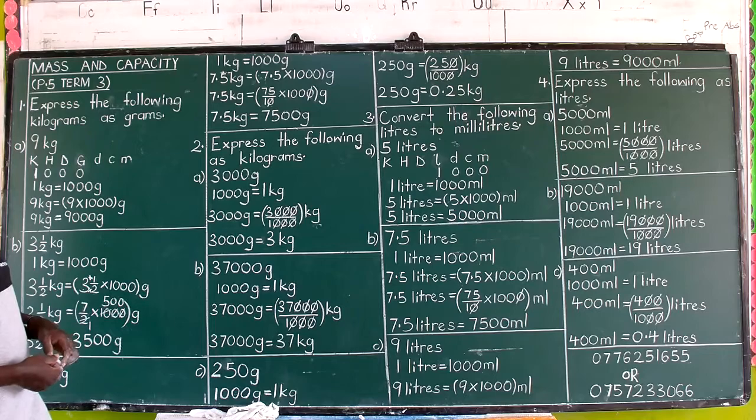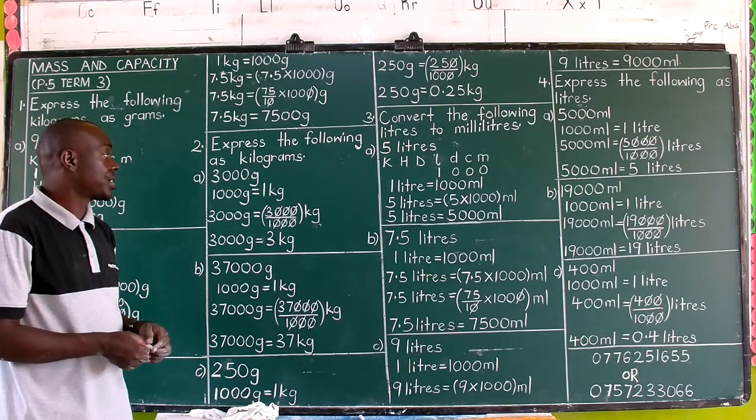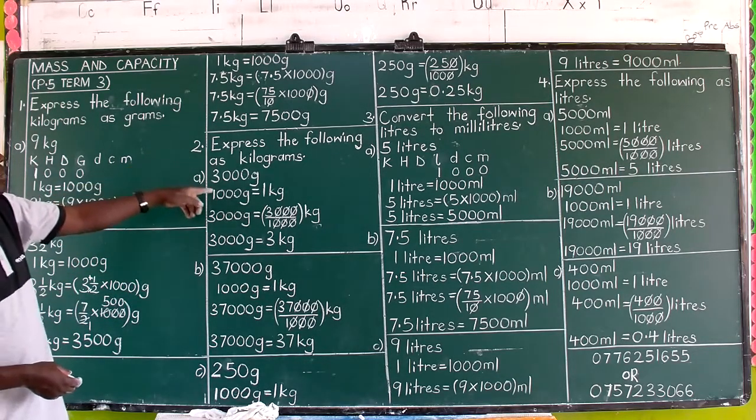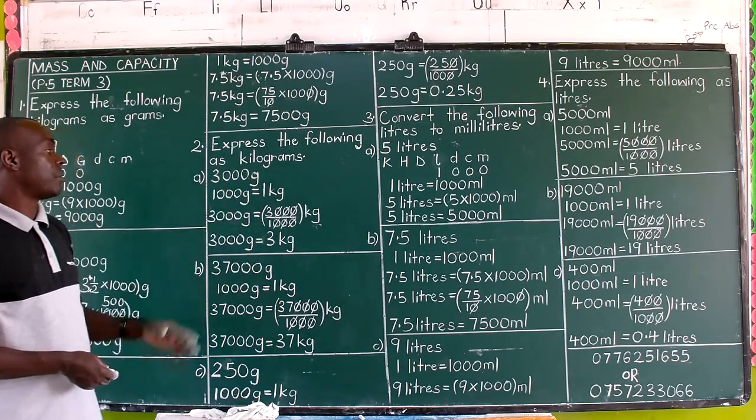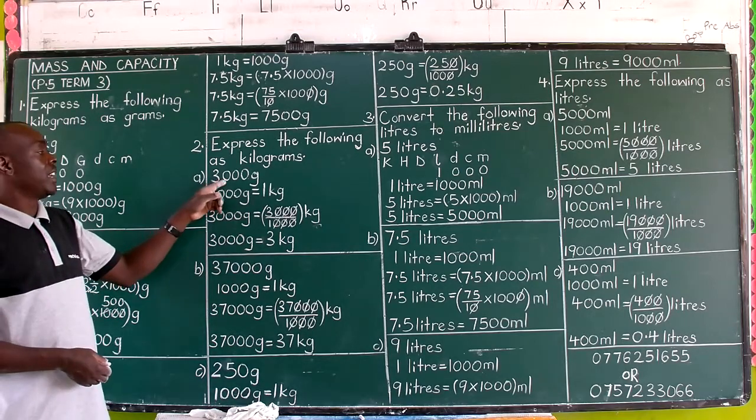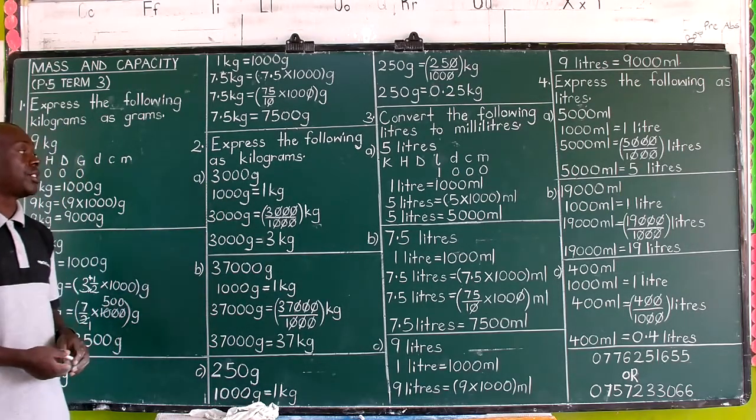Then we continue with example number 2. What if one wanted to express grams as kilograms? What would one do? This is what's supposed to be done. Number 2 says express the following as kilograms, meaning we are given other units like grams and others. So part A, express 3,000 grams as kilograms.